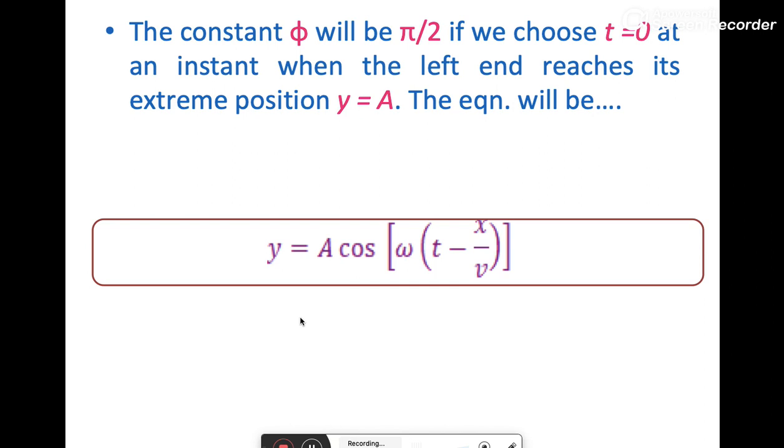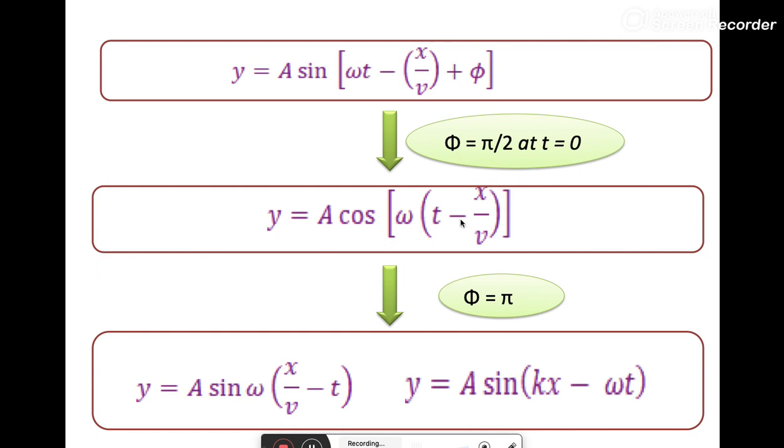Here the wave is propagating in plus x direction, but the constant phi is equal to pi by 2, and at t is equal to 0, the displacement of the particle is at its amplitude, meaning it has its maximum value. At that time, we can express the wave motion as y is equal to a cos of omega t minus x upon v. If the phase is equal to pi instead of pi by 2, then again the equation becomes y is equal to a sine omega x upon v minus t. Similarly, y is equal to a sine kx minus omega t.